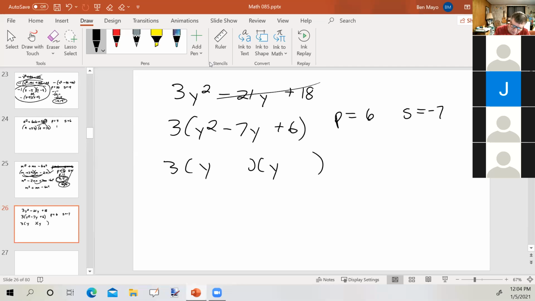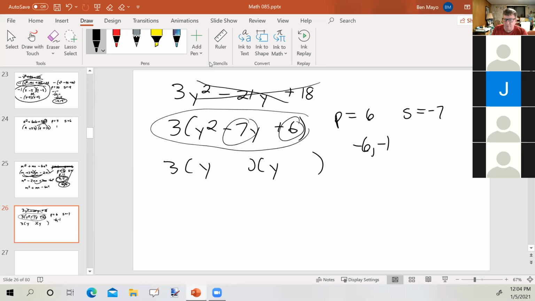Now, again, I'm not looking at this anymore. I'm looking at this. So here's my product, and here's my sum. How about -6 and -1? That would give you a product of 6 and a sum of -7. So -6 minus 1. All right with that? I guess so. No one's complaining, so I'll move on.